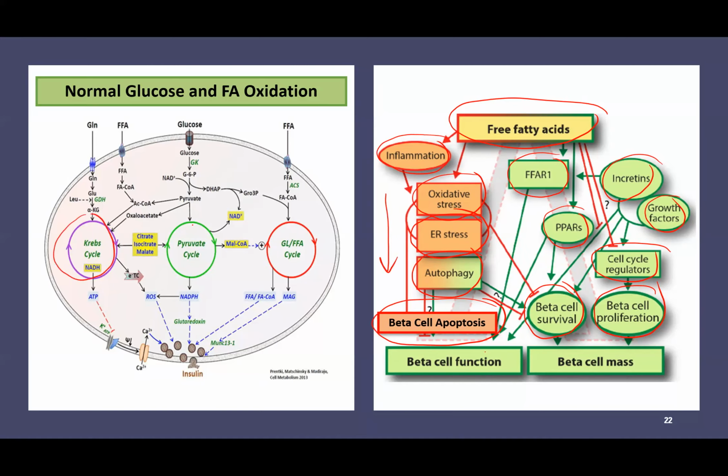This is very simple also. Krebs cycle here, the pyruvate, and then the free fatty acid cycle. Free fatty acids are metabolized like this, glucose is metabolized like this, and free fatty acids again in a different pathway. They go to the Krebs cycle, and ultimately all these have a bearing on the insulin release and the calcium channel opening and things like that.